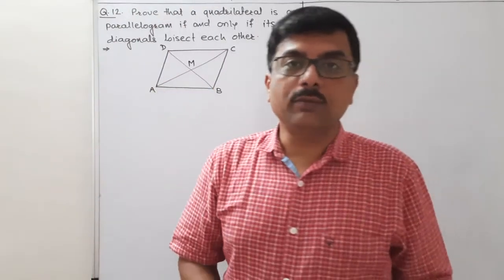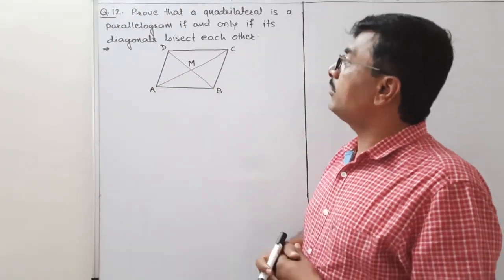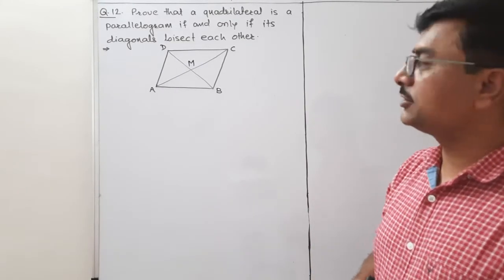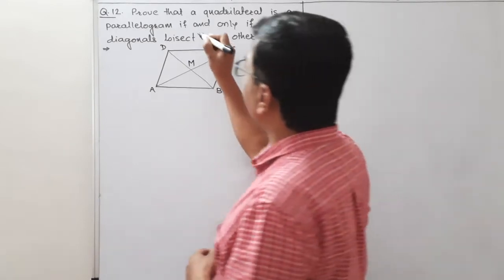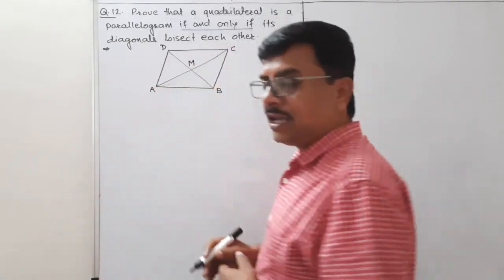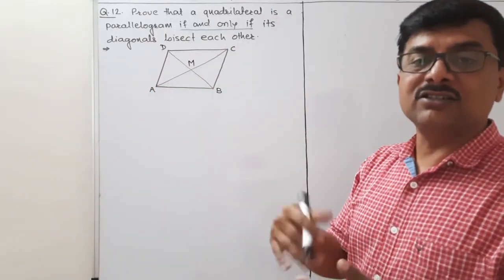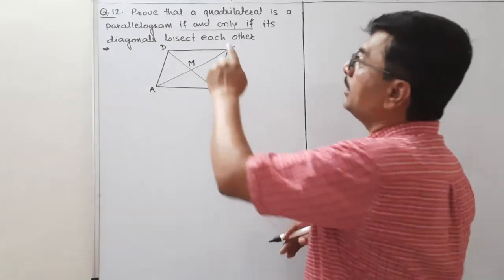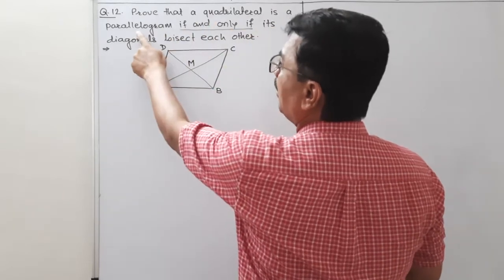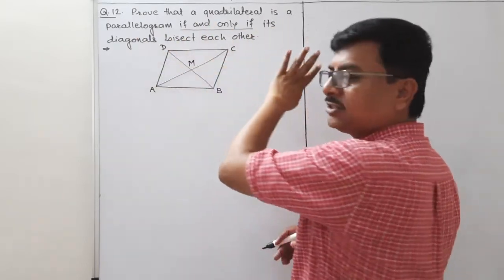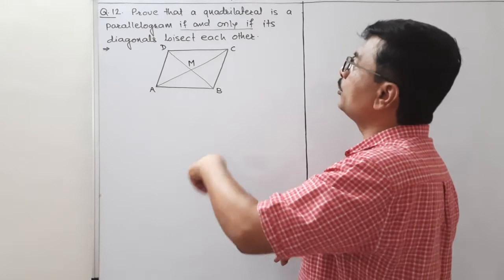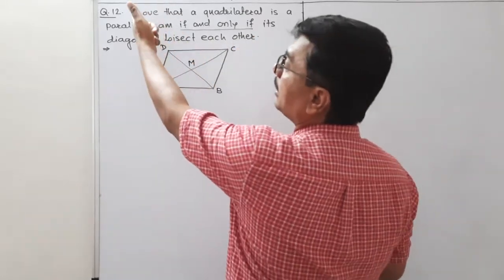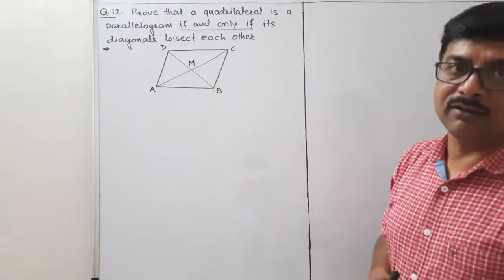Now look at question number 12. Prove that a quadrilateral is a parallelogram if and only if its diagonals bisect each other. Now this is the statement having if and only if. Here we have to prove the theorem as well as its converse. Here we have to go through two concepts. If a quadrilateral is a parallelogram, then its diagonals bisect each other. And conversely, we have to prove if diagonals of a quadrilateral bisect each other, then that quadrilateral is a parallelogram.